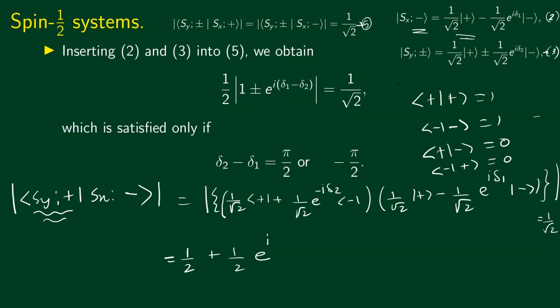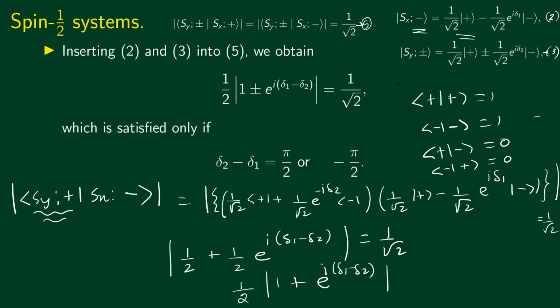I can take this i outside and then delta 1 minus delta 2. Okay, and we also have this modulus here. The modulus of this thing is equal to 1 by root 2. I can pull this 1 by 2 outside because that's a real positive number. So this is 1 plus e raised to i(delta 1 minus delta 2). The modulus of this has to be equal to 1 by root 2.